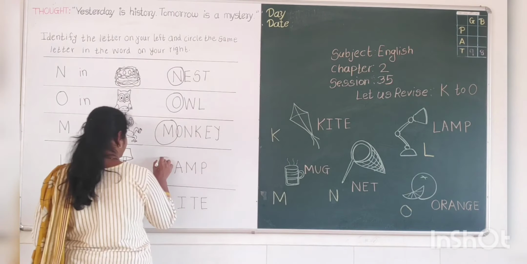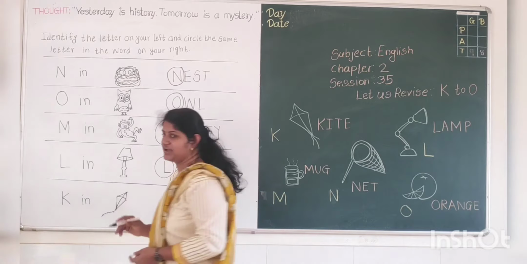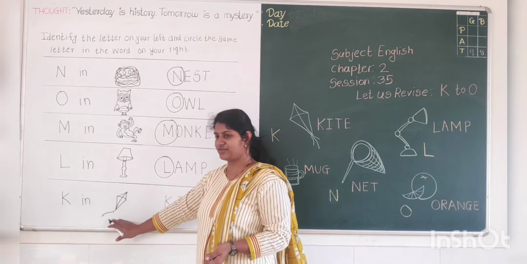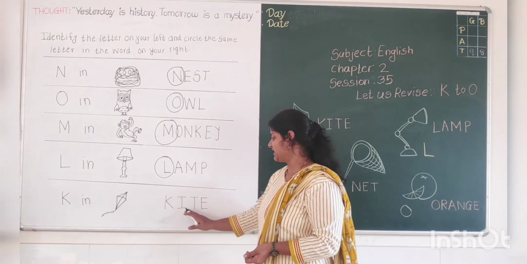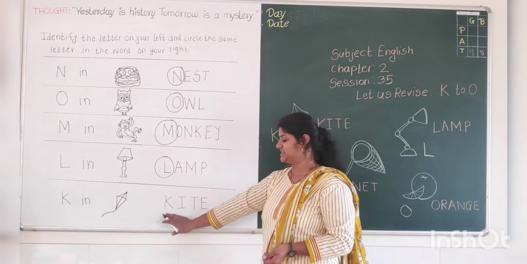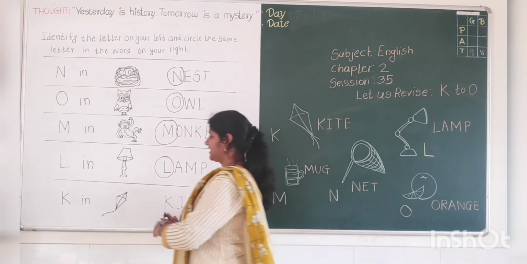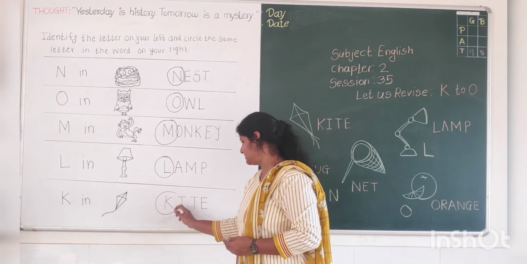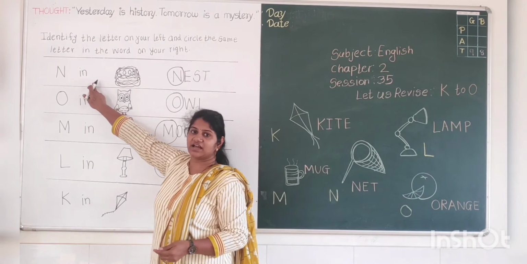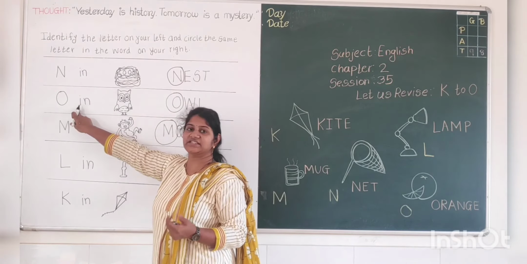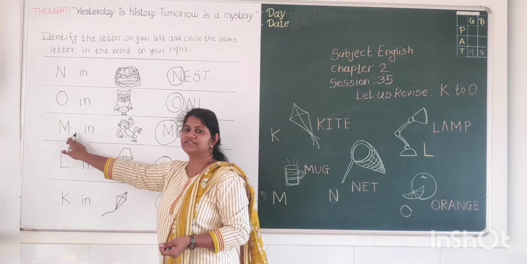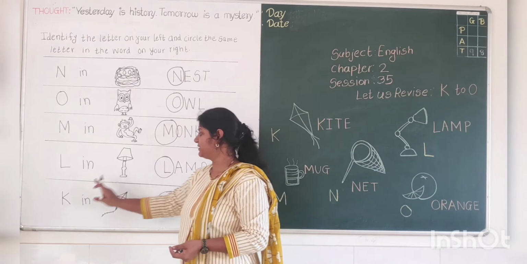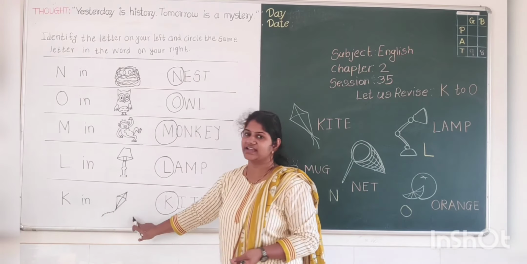You have to identify letters like this. And you have to circle it. K. K says K. K for kite. K-I-T-E. Kite. This is letter K. Like from my right side, left side. Right? N says N, N for nest. O says O, O for owl. M says M, M for monkey. L says L, L for lamb. K says K, K for kite.